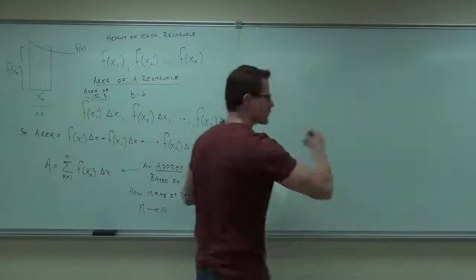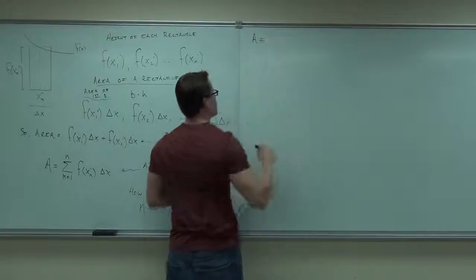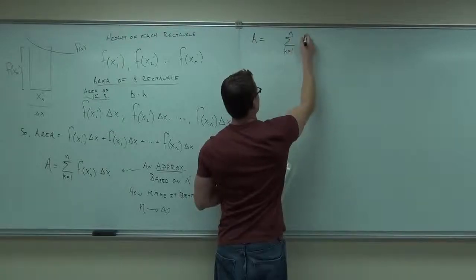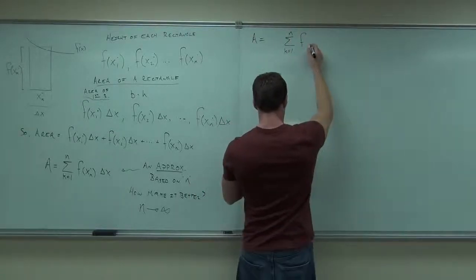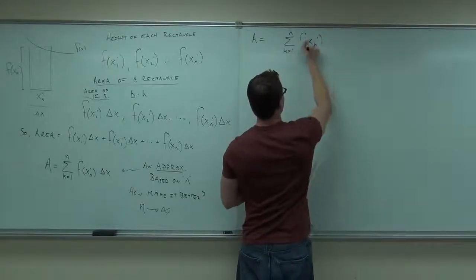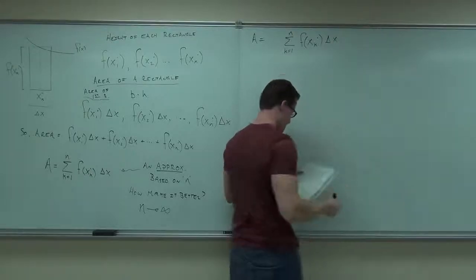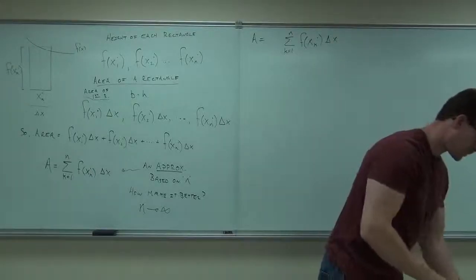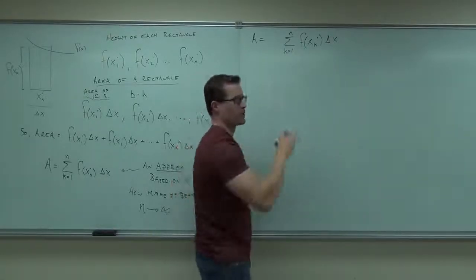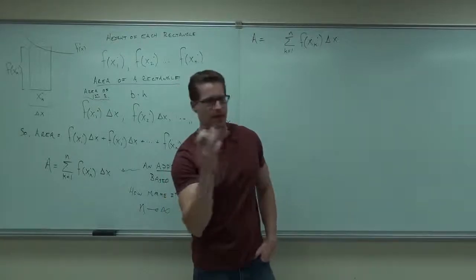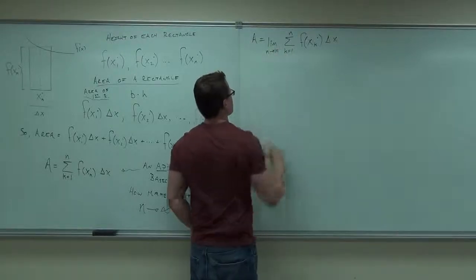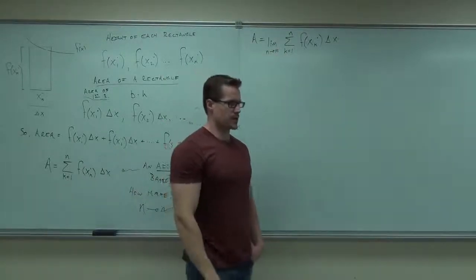Here's how we make it better for us. We want n to go to infinity. What's the only thing that lets us take n to infinity? We add a limit. That's how you find an exact area.